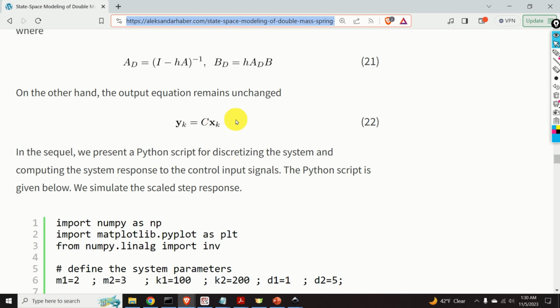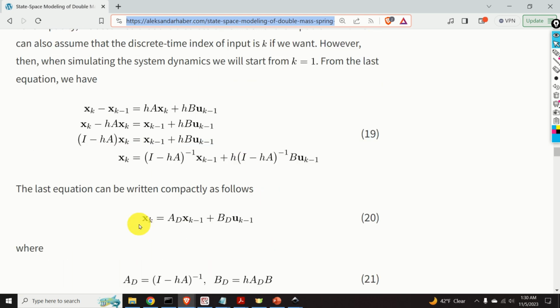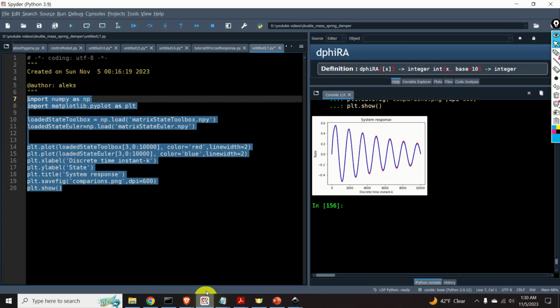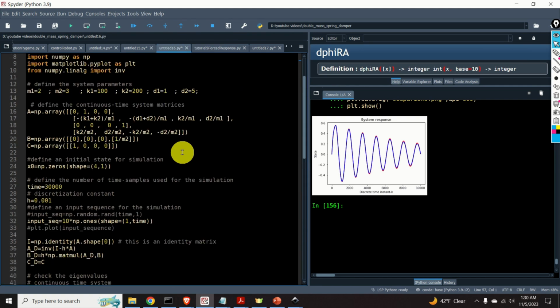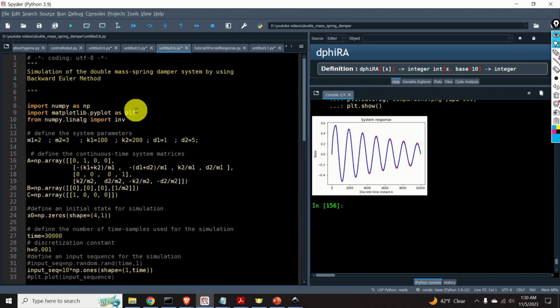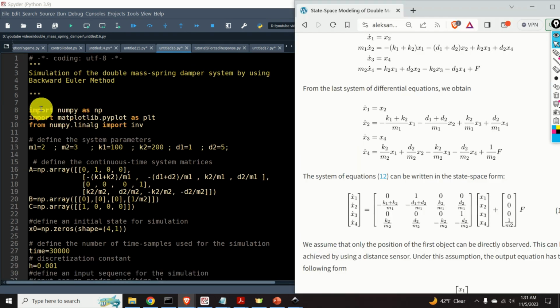Simple as that. Now, let's write a Python script that will implement this equation. Here's the Python script, and I will explain it line by line. First, we need to import the necessary libraries. We need NumPy, then we need the plotting library and the plotting function. Then from NumPy linear algebra, we need inverse, since we will be inverting some matrices.